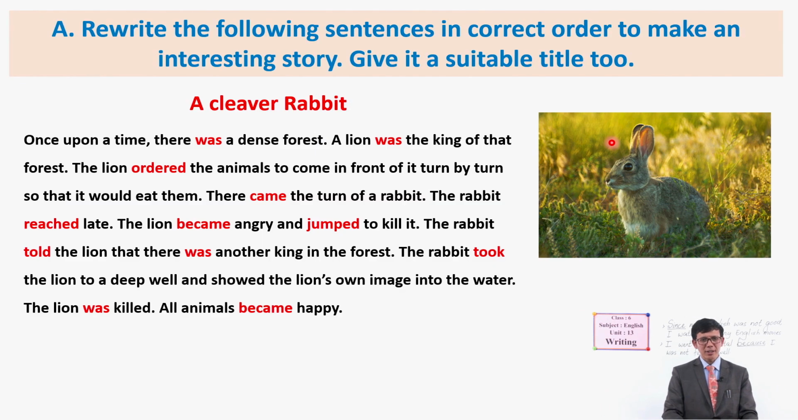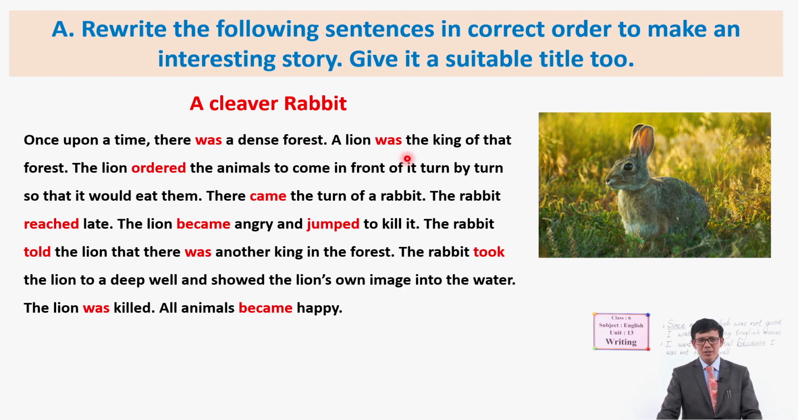Now let's rewrite once again how we started the whole story. So you can simply repeat the first sentence. Once upon a time, there was a dense forest. Please think of the tense used in the story. We always use past tense while writing a story. So there was a dense forest. Okay, and what happened?